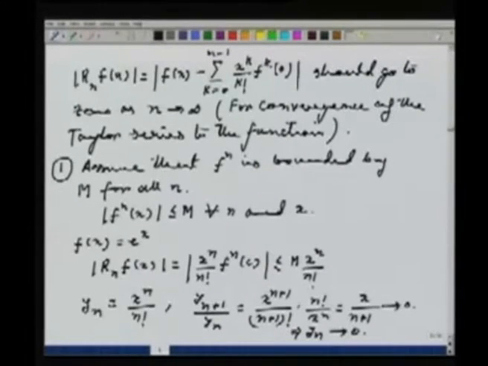That means Rn fx converges to 0. That means the nth partial sum converges to fx for a given x. Now I am going to use this for the function fx equals e to the power x. Let us see what happens. I have then f prime at x is e to the power x. Not only that, for any arbitrary n, fn x is e to the power x. This then implies that fn at 0 is equal to 1.